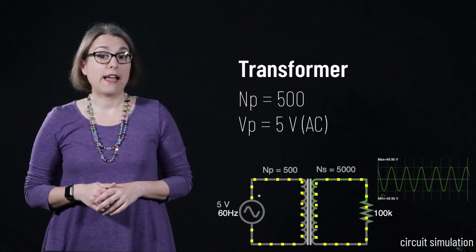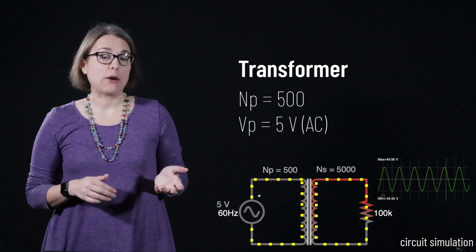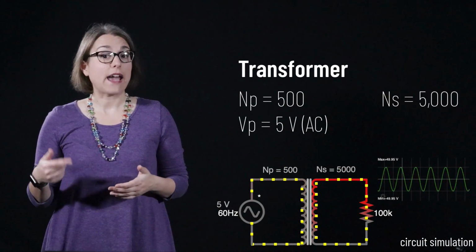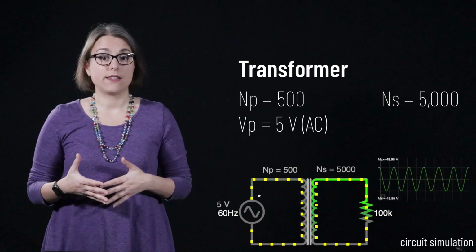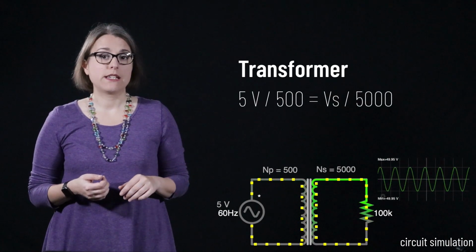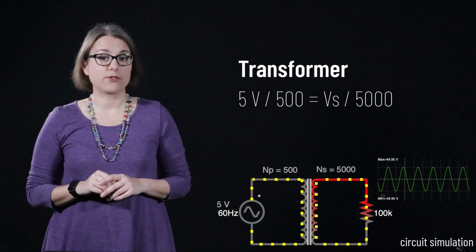If the primary coil has 500 turns and is powered by a 5-volt AC source, and the secondary coil has 5,000 turns, we can calculate the induced voltage. 5 volts divided by 500 equals Vs divided by 5,000.